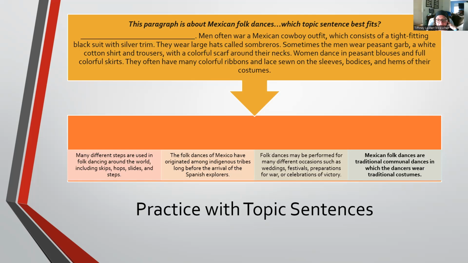So that really wouldn't be a good topic sentence either. Folk dances may be performed for many different occasions, such as weddings, festivals, preparations for war, or celebrations of victory. No, nothing in the rest of the paragraph talked about the reasons why folk dances are performed. How about the last one? Mexican folk dances are traditional communal dances in which the dancers wear traditional costumes. Yes, that is what the paragraph is about, what they wear. That is the correct answer.